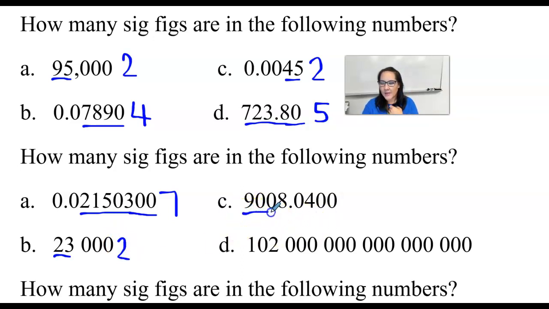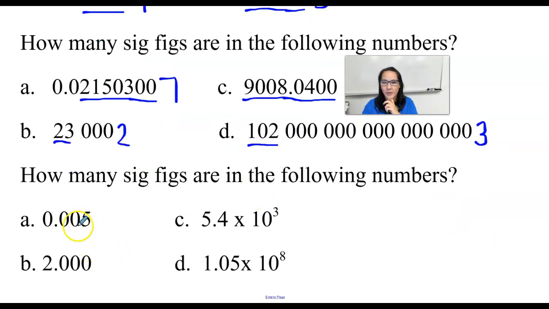This 9 and this 8 are sandwiching both of those zeros. This 0 is also sandwiched between the 8 and the 4, and these are zeros on the end with a decimal present, so they are significant. So we have 8 significant figures in this number. Letter D, the 1, 0, and 2, that is a sandwich 0, so it is significant. And then all of these are zeros on the end, no decimal, not significant. So this number has only 3 significant figures.